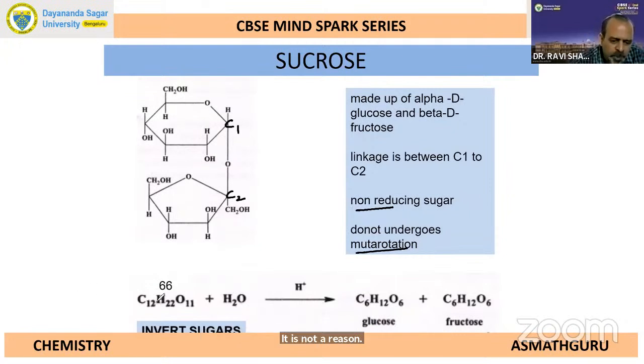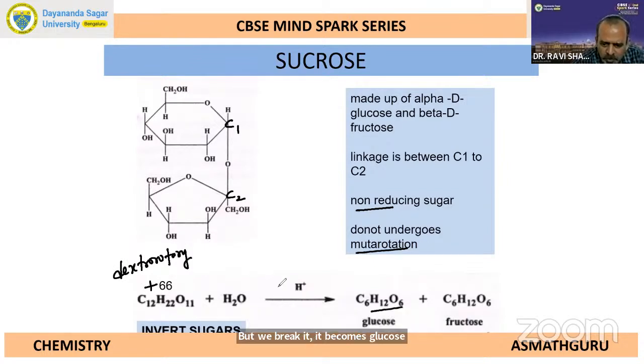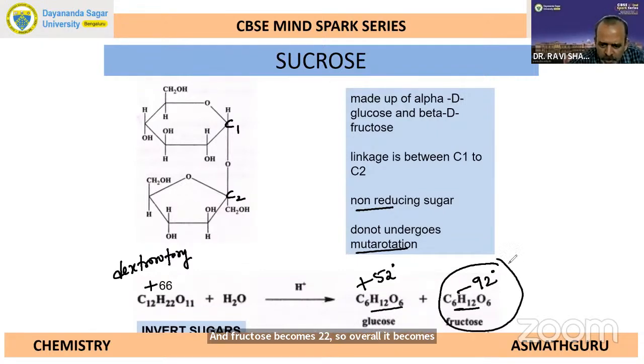It is also called invert sugar because the optical activity of sucrose is dextrorotatory. But when you break it, it becomes glucose and fructose. You know that fructose is minus 92, and glucose is plus 52. So overall, it becomes levorotatory, meaning it becomes opposite. That's why it is called invert sugar.